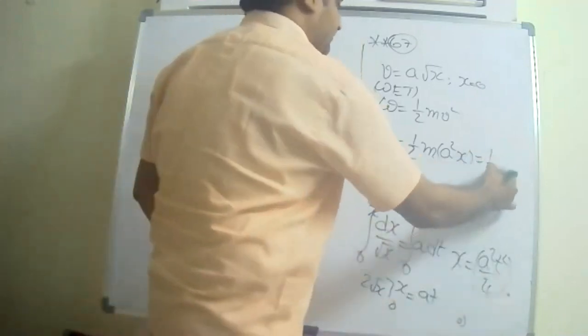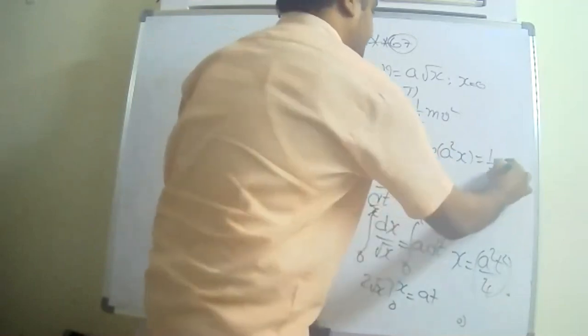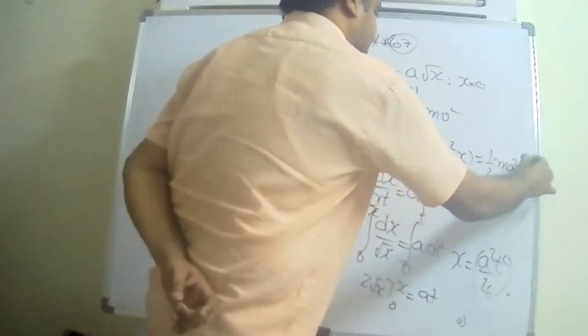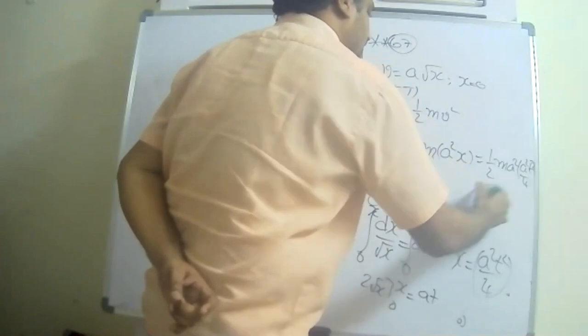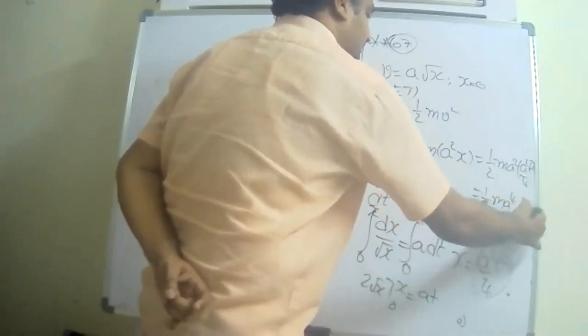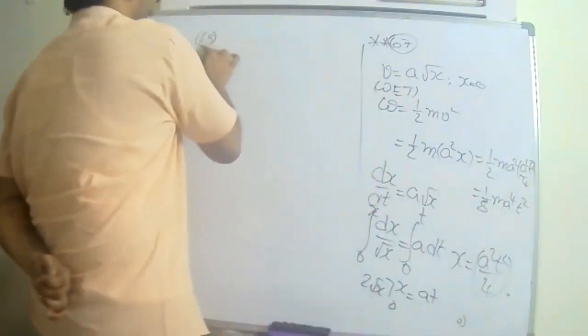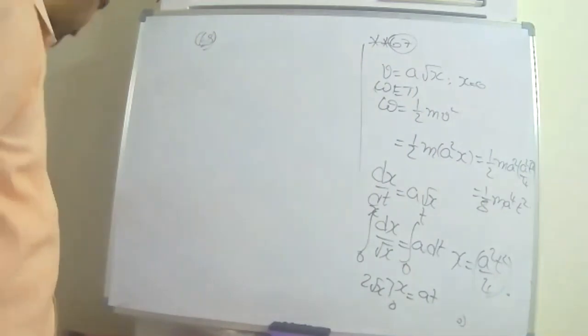Then this is 1 by 2 m a square times a square t square by 4. So 1 by 8 m a power 4 t square. Okay na?